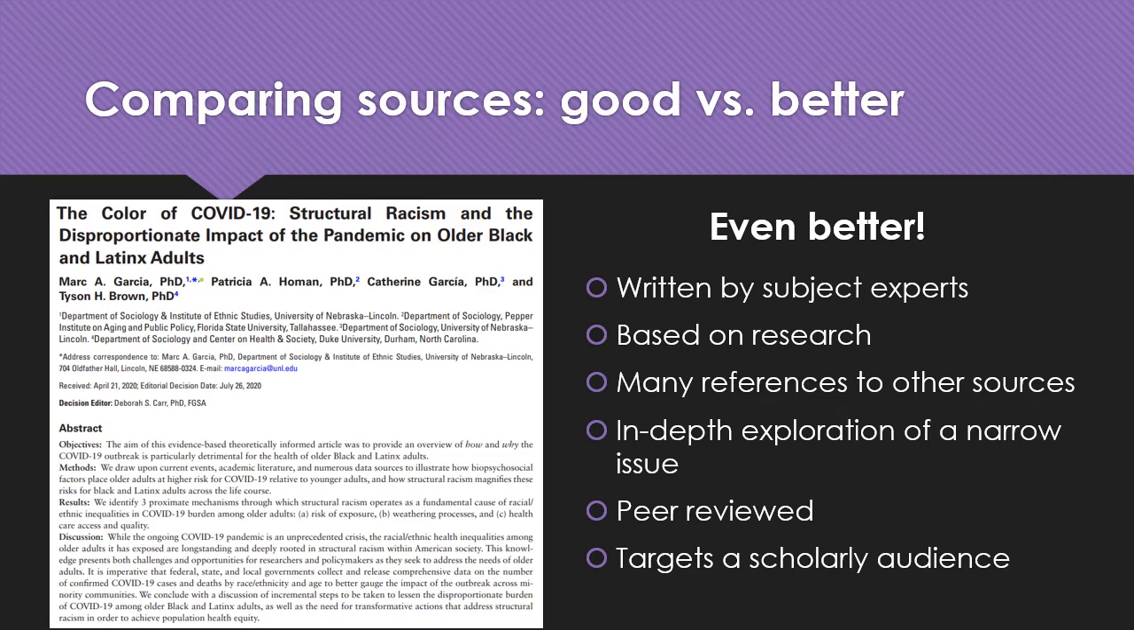But when it comes to doing scholarly research, like you are for this course, scholarly journal articles like this one here are even better. They're written by subject experts or scientists rather than by journalists. They're based on research studies conducted by those subject experts, are well referenced with citations to other scientific literature, and are peer-reviewed, meaning they've been reviewed, edited, and approved by other expert researchers in the same field. They target a scholarly audience, so the information you find in these articles will be more in-depth than what you might find in a newspaper or other source on the web.